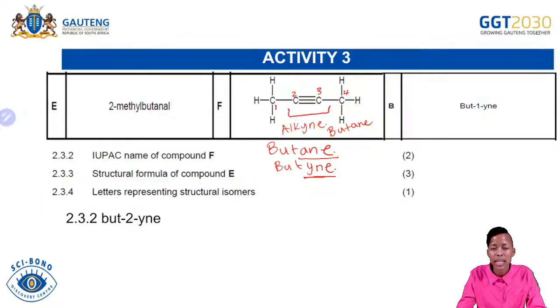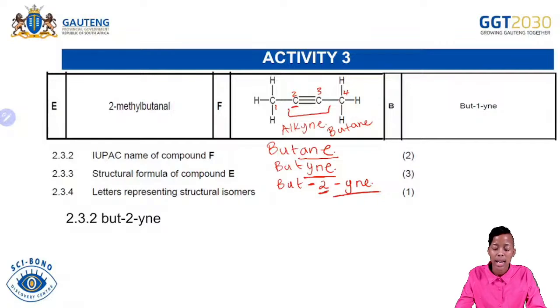So you just replace the A-N-E with Y-N-E, and then you need to indicate the position. Let us have a look there. The triple bond is on carbon number 2. So therefore you need to separate the name and write but-2-yne. With the 2 there, you are indicating the position of the triple bond, and the yne is the name ending of the alkynes.